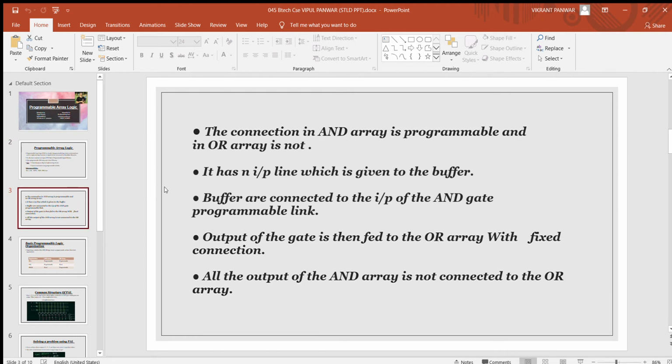Coming on to the next slide, this slide basically shows the working and the structure of the PAL. The connection of the AND array is programmable and the OR array is fixed. All the input lines are given to the buffer. The buffers are determined by the variables given in the problem, and these buffers are connected to the input of the AND gates, and then the outputs of all these gates are given to the fixed OR gates.